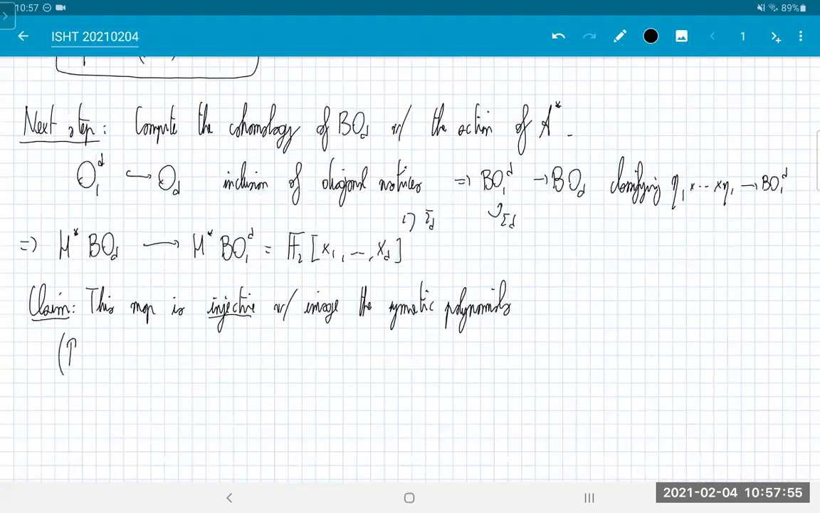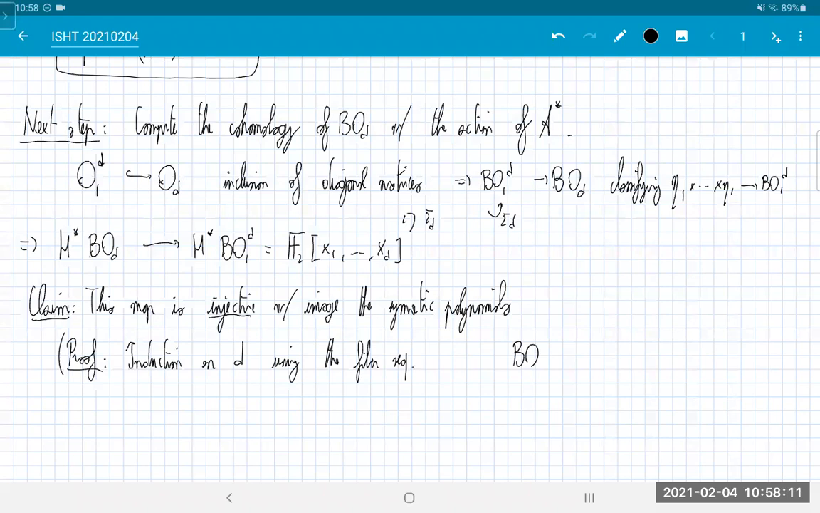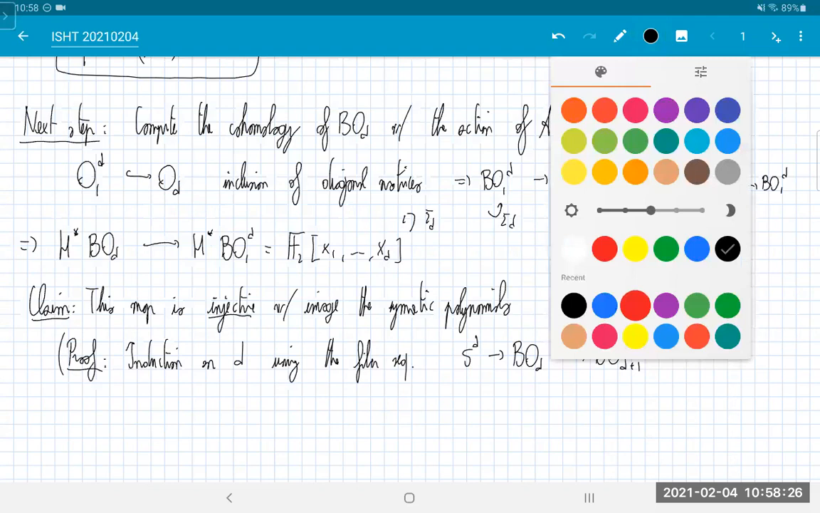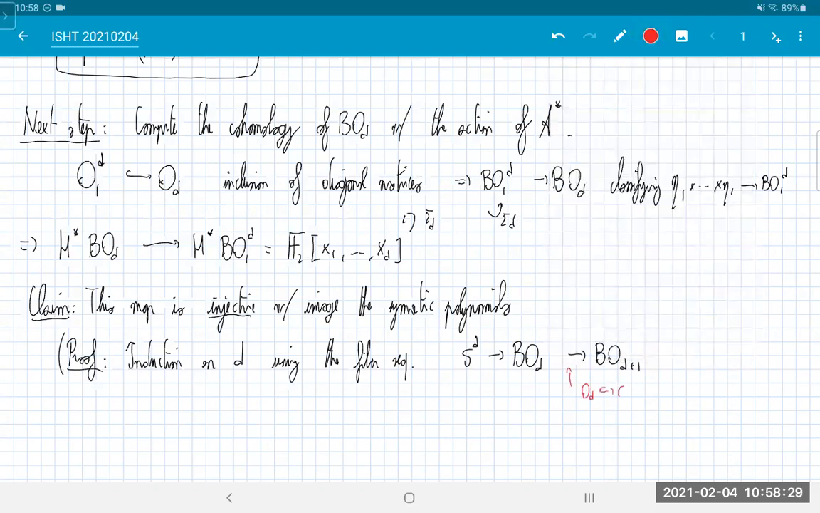And the proof, again, is a Serre spectral sequence argument, induction on d using the fiber sequence BOd goes to BO(d plus 1) with fiber S^d. And what is this fiber sequence? Well, you clearly have this map that includes Od inside O(d plus 1) by adding just a 1.